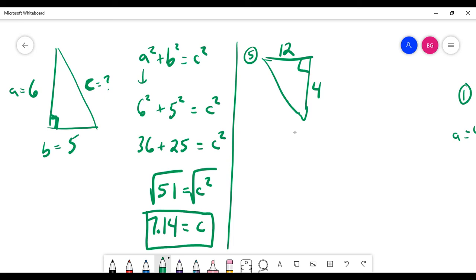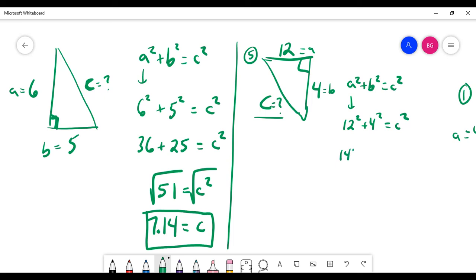All right. So same thing again, since this is a right triangle, we can use A squared plus B squared equals C squared to find the missing side length. I'm going to call A 12, I'm going to call B 4, and C is our missing side. We're missing the hypotenuse. So we're going to have 12 squared plus 4 squared equals C squared.